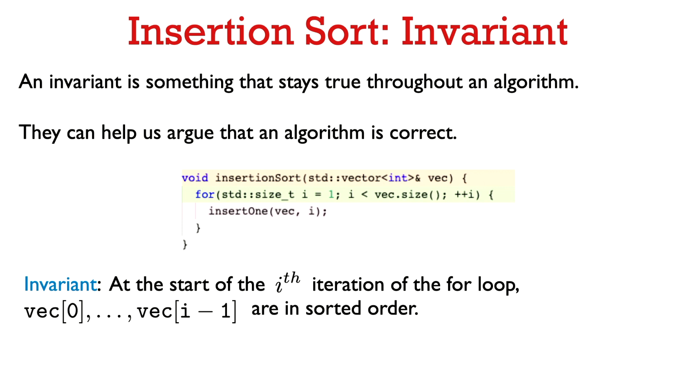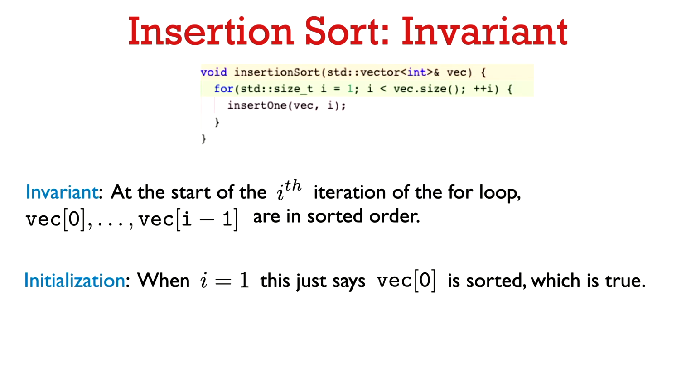Let's see a little bit more formally why this algorithm is correct. This will let us introduce a very important notion for reasoning about algorithms, which is the notion of an invariant. An invariant is something that stays true throughout an algorithm. I claim that an invariant in insertion sort is that at the start of the ith iteration of the for loop, vec 0 through vec i minus 1 are in sorted order.